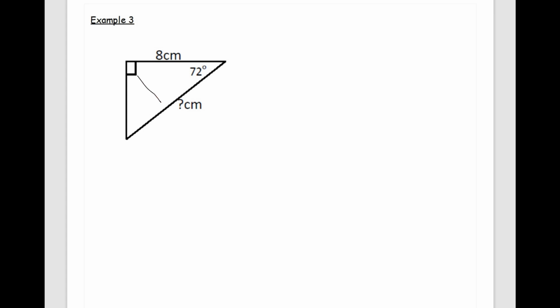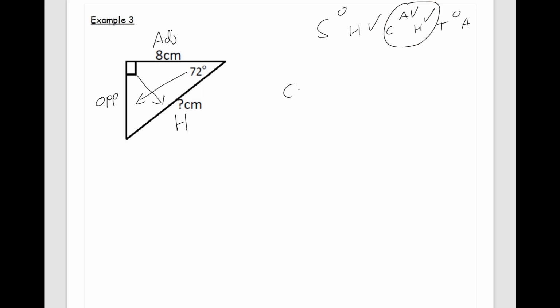Finally, here's one more example to try. We would label the triangle hypotenuse, opposite and adjacent. So in this case, we want the hypotenuse again. SOHCAHTOA. Now I want the hypotenuse, so I'm going to tick that off. I have the adjacent, so it looks like I need to use cosine. Cosine of 72 degrees is adjacent, so the adjacent is 8 over the hypotenuse, which is h. I multiply both sides by h and divide both sides by cos 72. So I should get h is equal to 8 over cos 72, which should be 25.89 centimeters.